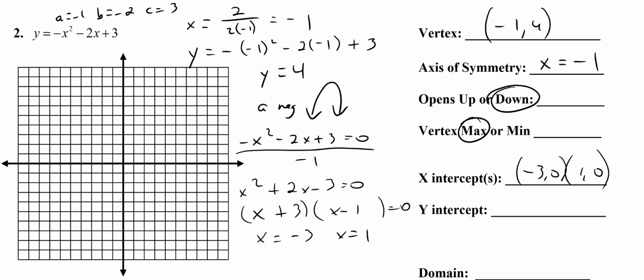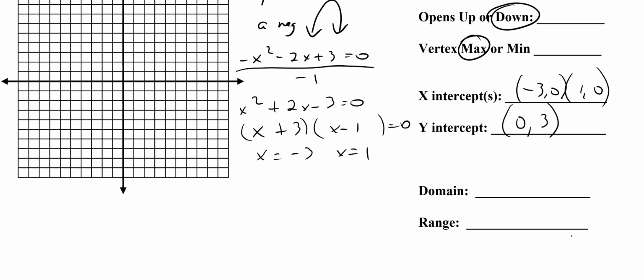Okay, y-intercept is super easy. You just set x equal to 0. So if you see that, you just get 3. I mean, here it is, 3. So it's (0, 3). That's actually really easy. And the domain, always, always, always, -infinity to positive infinity. Always, always, always. Okay, so let's graph it before we do the range.